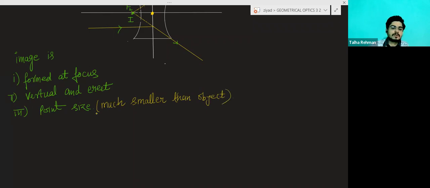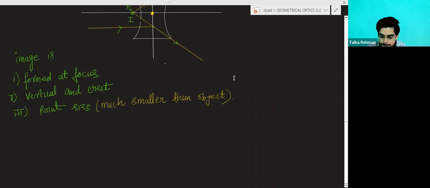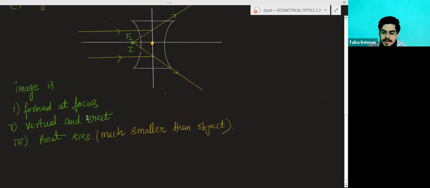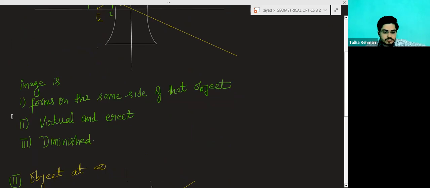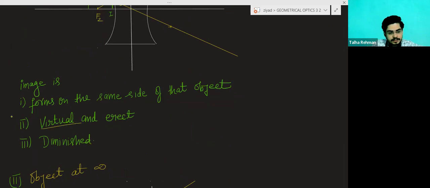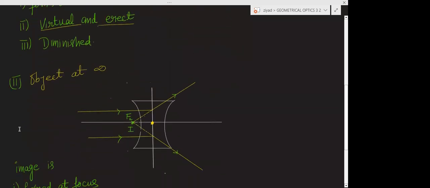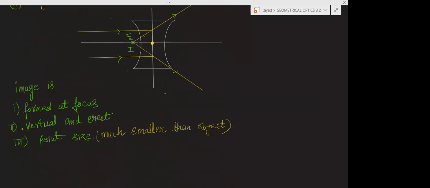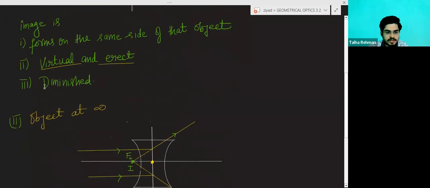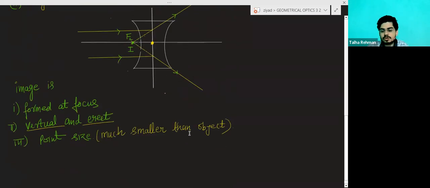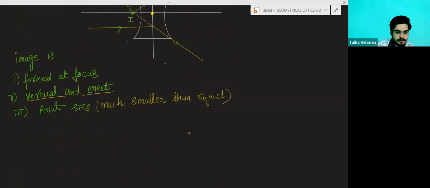Okay. One thing you noticed here, in case of this concave lens, image formed is always virtual and erect. Two cases are there, and image is always virtual and erect. And you can see the size of the image. Diminished means smaller than object. Here also it is smaller than object. So you can note one point.